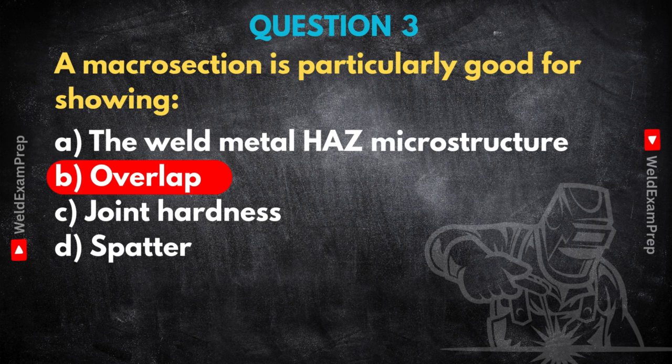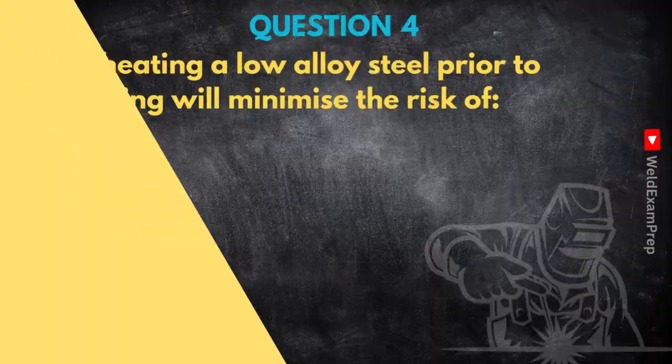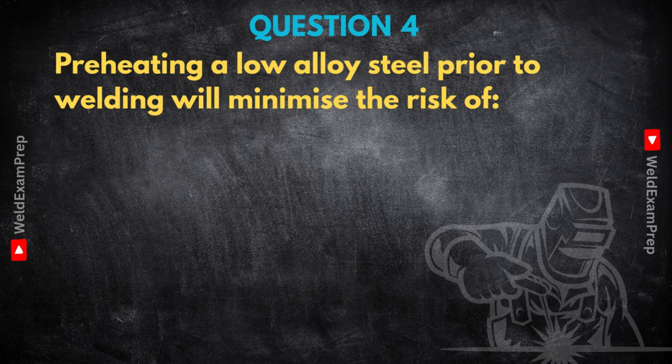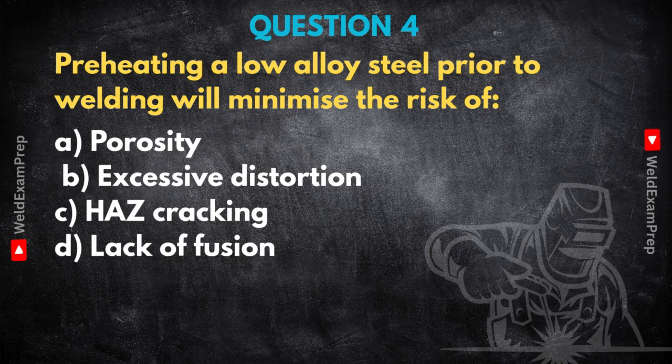Okay, interesting. Let's move to something preventative now, a really key practice. Question 4. Preheating a low-alloy steel prior to welding will minimize the risk of: A, porosity, B, excessive distortion, C, HAZ cracking, or D, lack of fusion. Low-alloy steels. What are they prone to? What does preheating help prevent? The answer you're looking for is C, HAZ cracking.